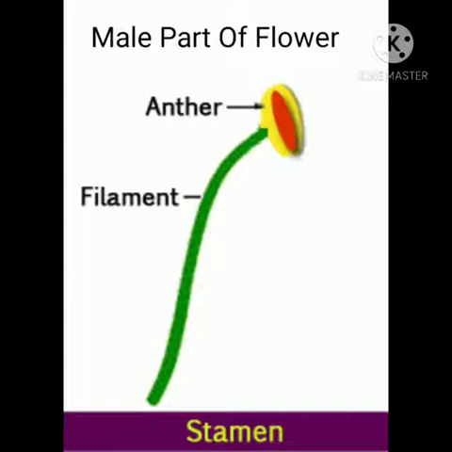Anther is a knob-like structure containing pollen sacs filled with pollen grains. Anther basically consists of pollen grains. Pollen grains act as the male gametes or the male reproductive cells. What are gametes? Gametes are the reproductive cells that unite during fertilization to form a zygote.